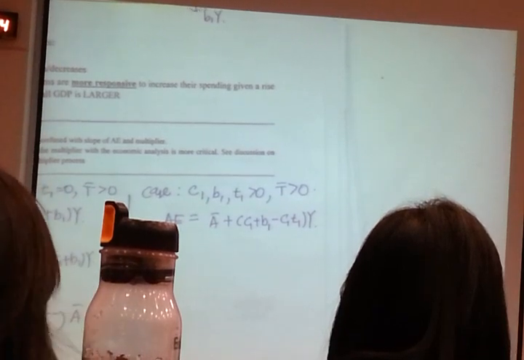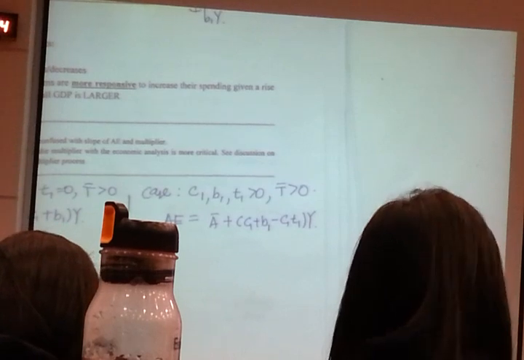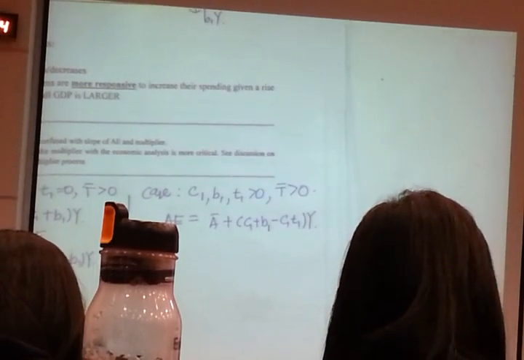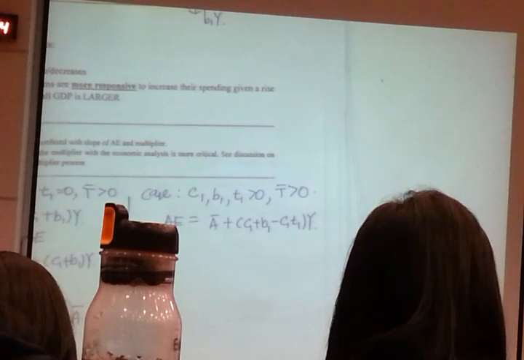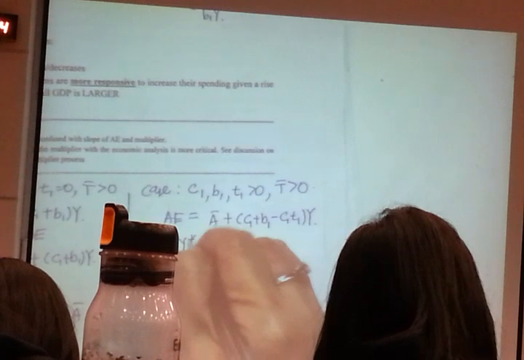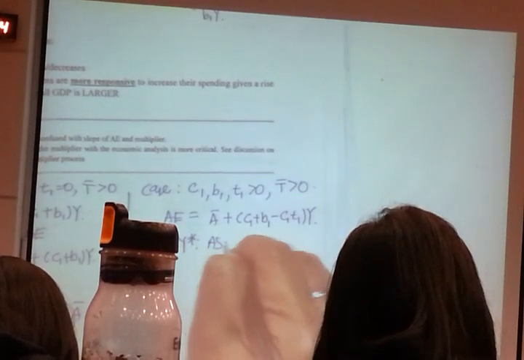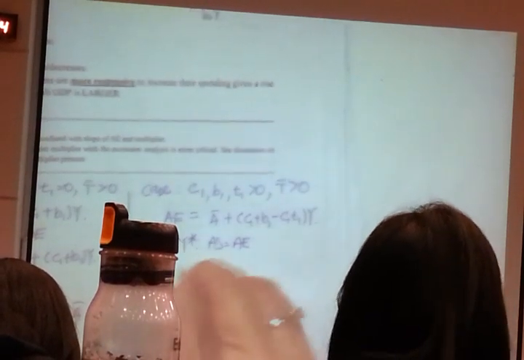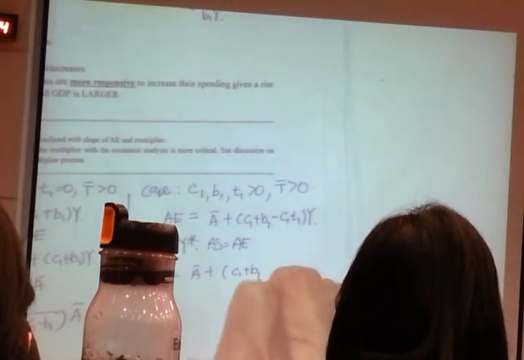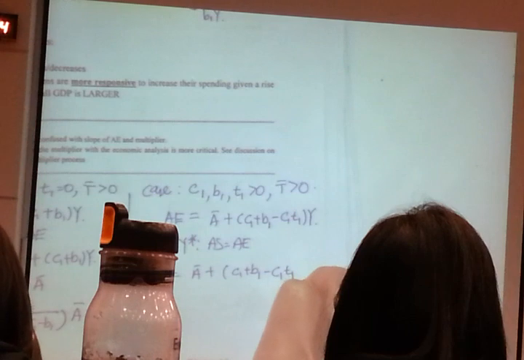Alright, so don't just say AE is C plus I plus G. I teach you the technique. Group the constant together, call it A bar. Group all the income together, now you know it has an impact. It affects multiplier. Okay, so to find multiplier, you must be at equilibrium income. AS equals AE. Okay, so put it in again. A bar plus C1 plus B1 minus C1 T1 times Y.